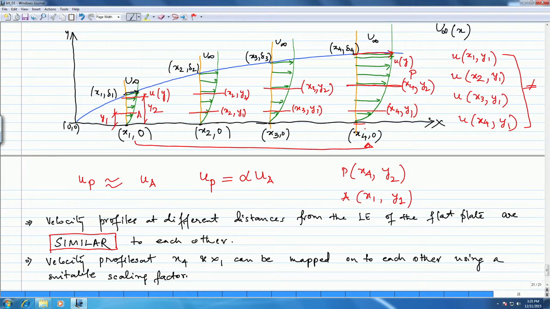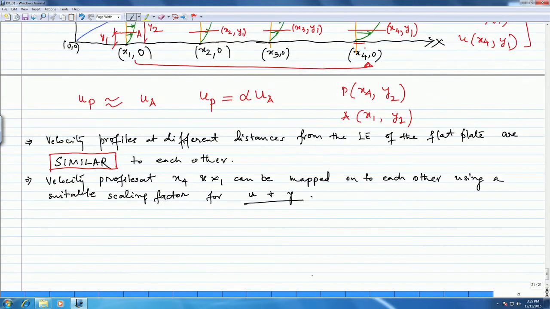Using a suitable scaling factor, right. Yeah, so now using scaling factor. So, you have to scale up both the velocity and the corresponding y. So, basically you can say for scaling factor for u, and y, for u and y.